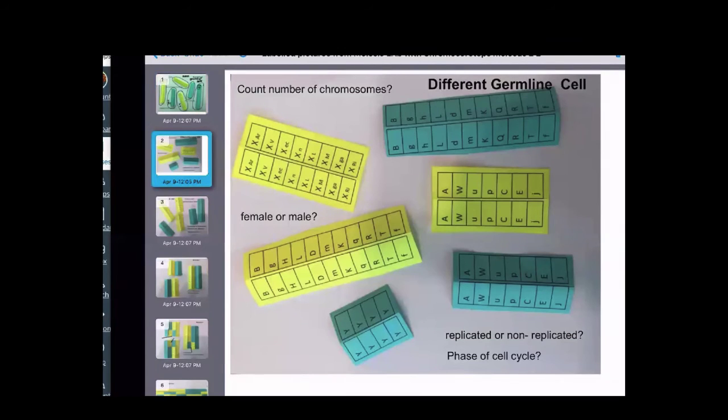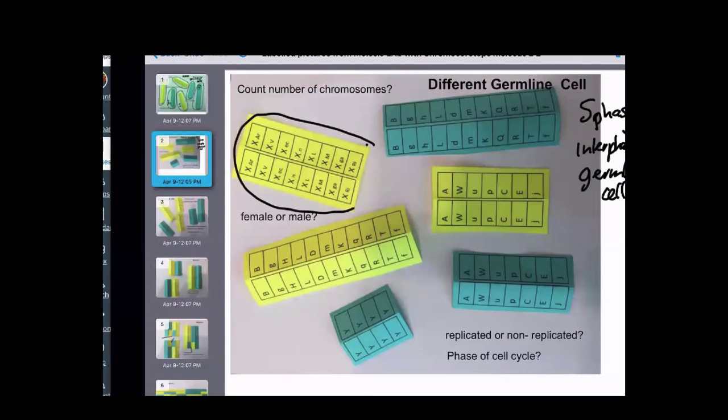So this is where you replicate your DNA, which would be in the same phase. It would be an S phase of meiosis, S phase of interphase of a germ cell, of a germline cell. And now you've seen when they're replicated, how you've got 2 copies of every gene up and down the cell.